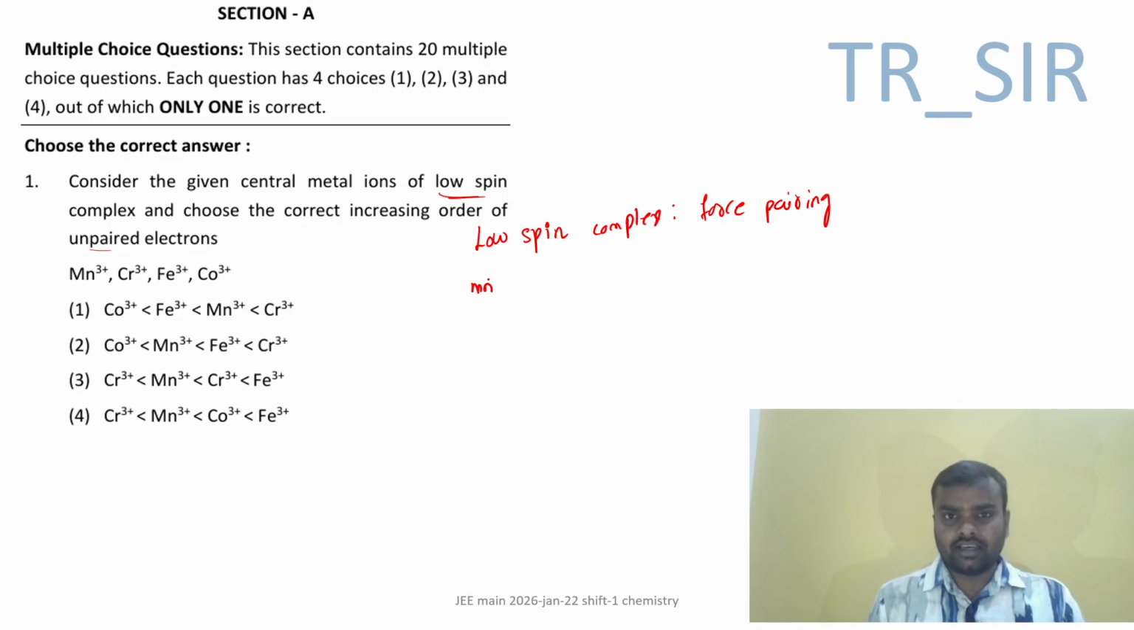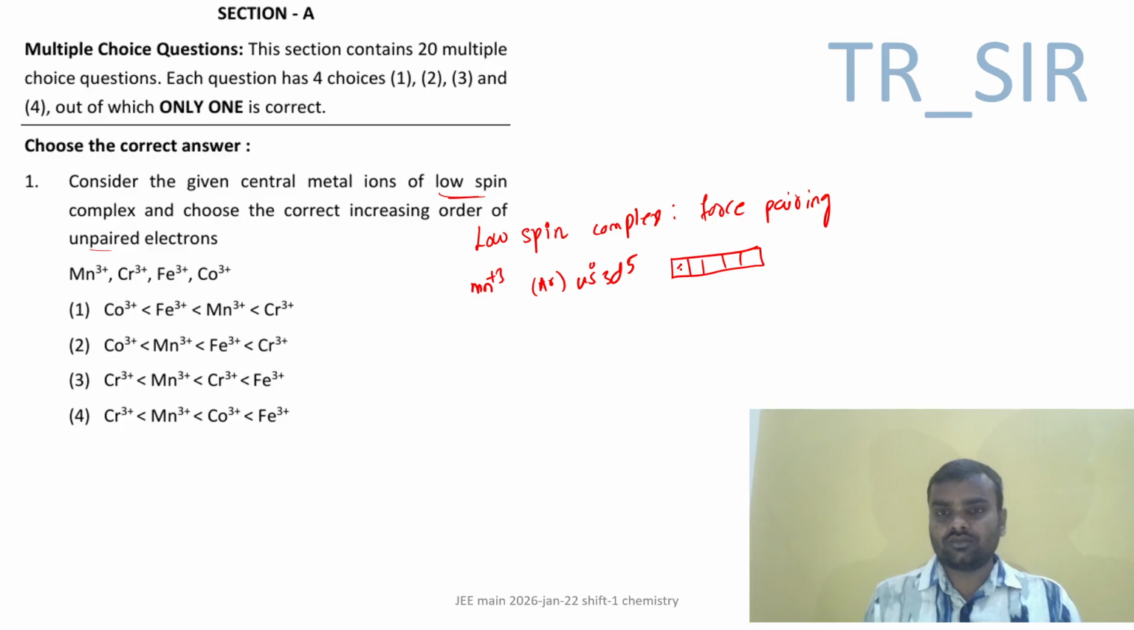Manganese 3 plus. Its configuration will be 4s0, 3d5. So 3d5 means what happened? Let us draw the d orbitals, 1, 2, 3, 4. So 5 electrons are there, 1, 2, 3, 4, 5. Now try to force pair this one. So why are they telling that the question is about low spin complexes? After doing the force pairing, here two electrons, here two, here two. So the number of unpaired electrons is one in the case of manganese 3 plus.